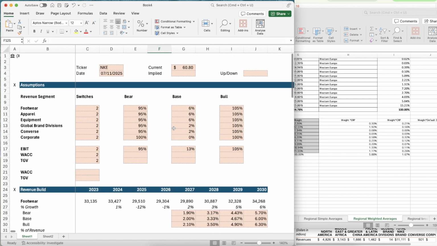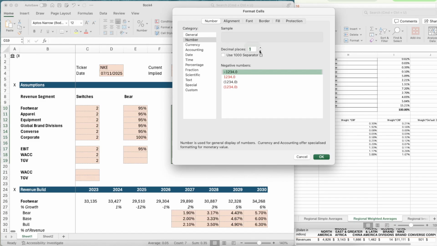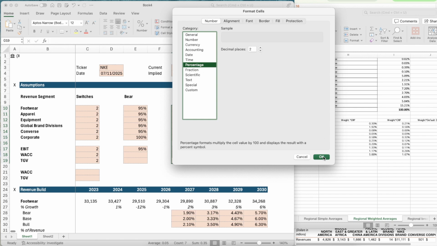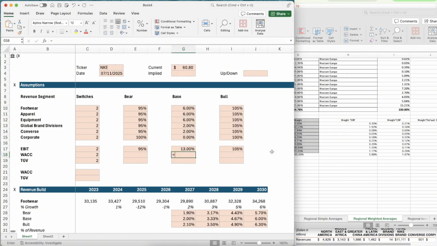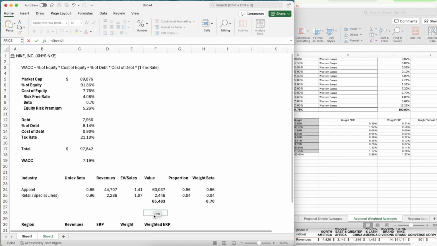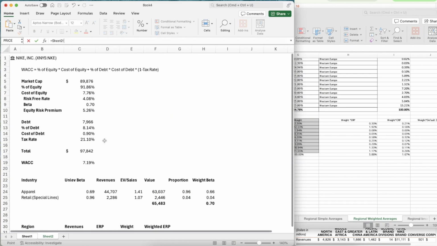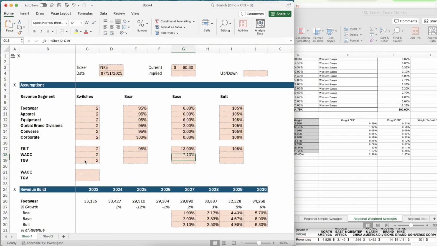Come back over onto the other sheet. We go equals. Let's just put all these to 2 decimal places. Yeah. So your WACC, we just go equals, here. And your terminal growth value we're going to say is 2.5%. Let's format here.